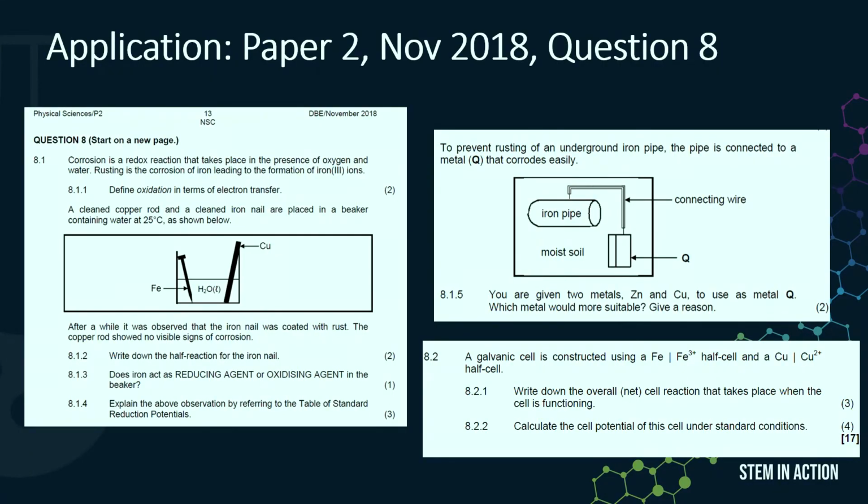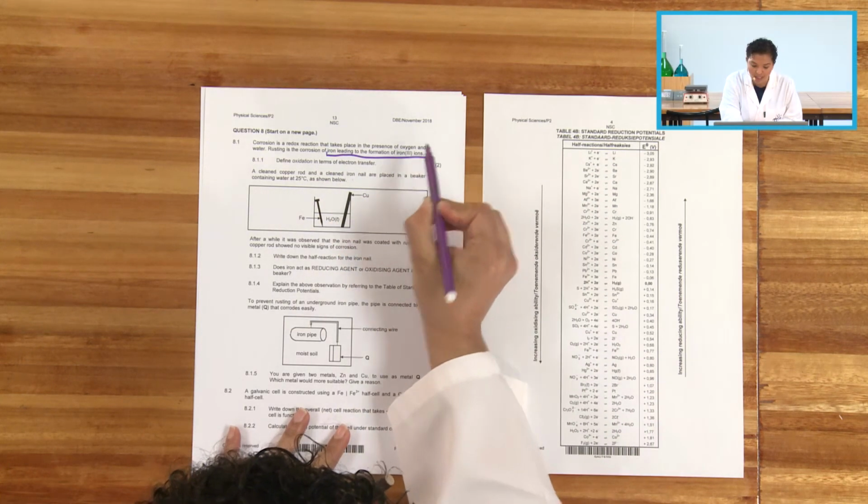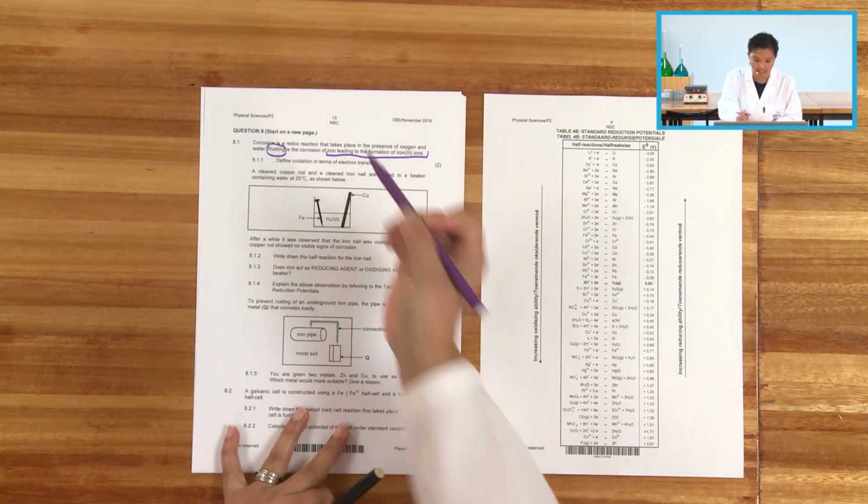So if we have a look, it says corrosion is a redox reaction that takes place in the presence of oxygen and water. Rusting is the corrosion of iron leading to the formation of iron 3 ions. So that's already something important there, and it tells us that's what rusting is.